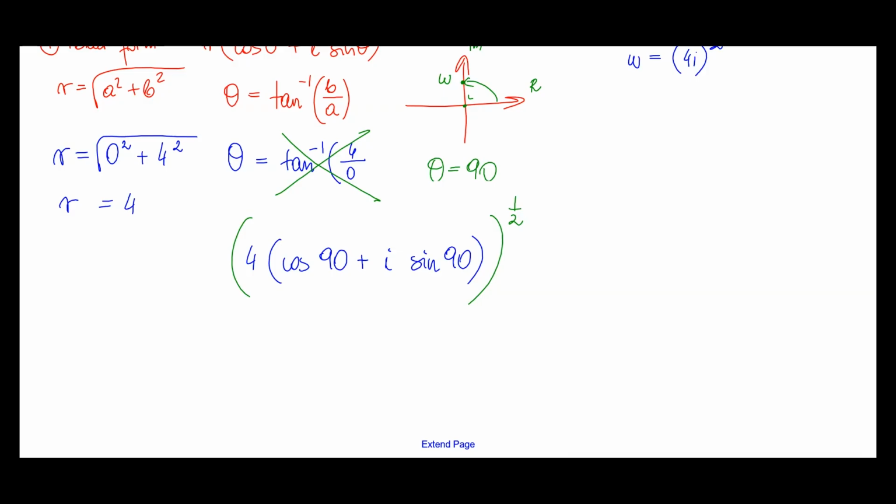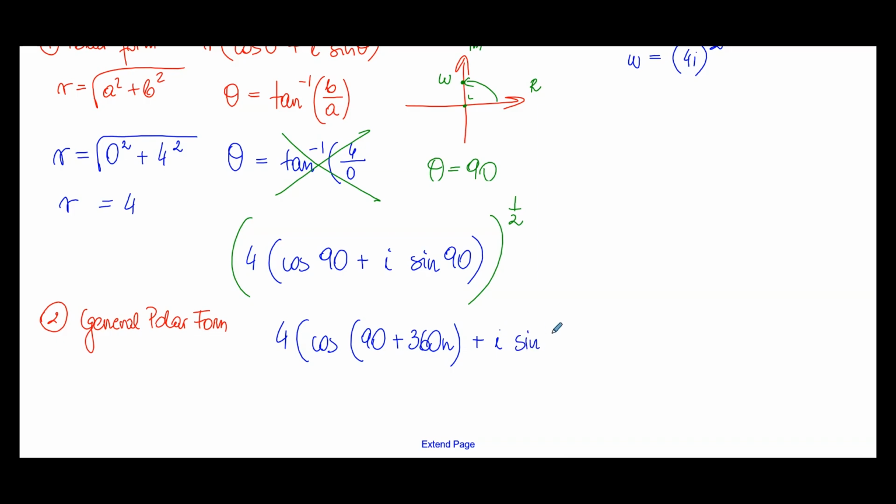So the next thing that we have to do is write it in general polar form. Now what that means, basically, is we are adding a rotation of a circle to the angle, meaning it could be more than just one rotation of the circle, 360, and then we are adding n to it because it could be 1, it could be 2, it could be 3, depending on the situation, isn't it?